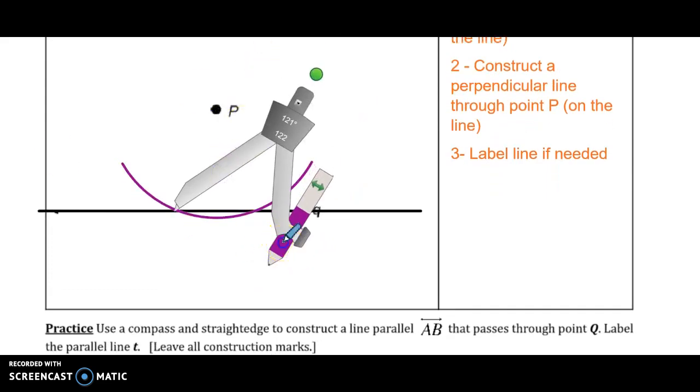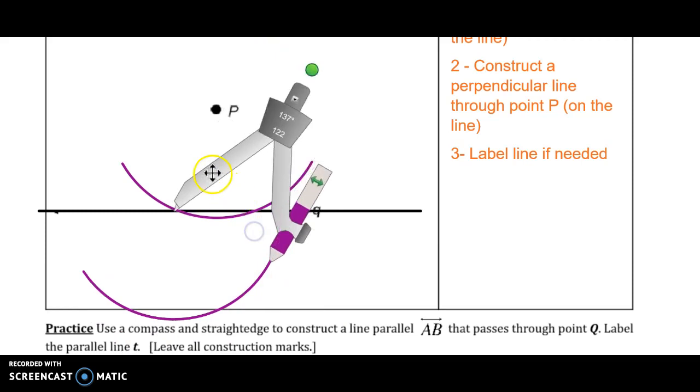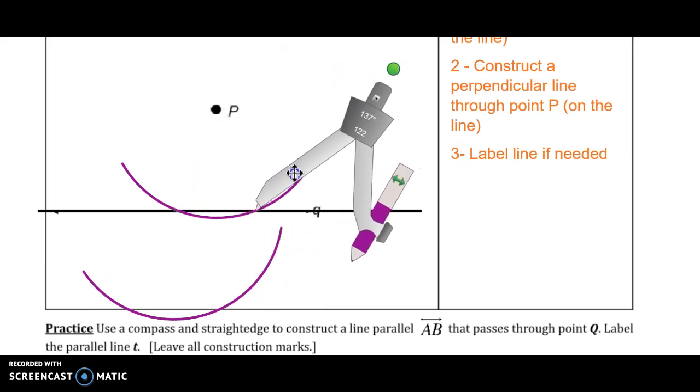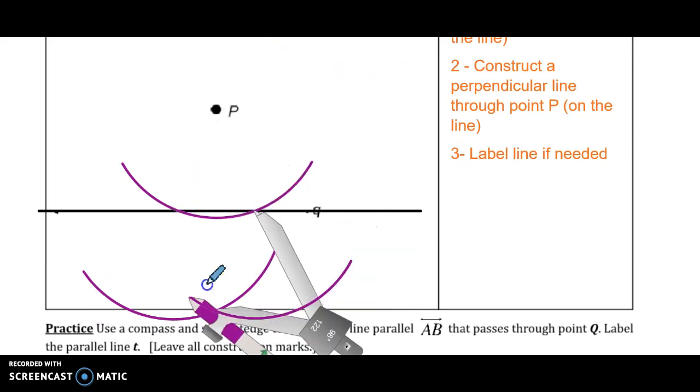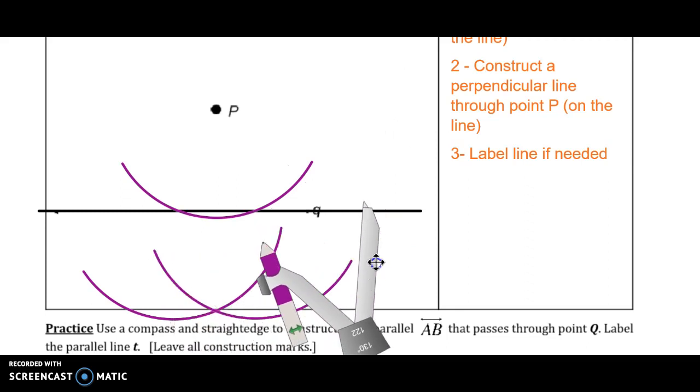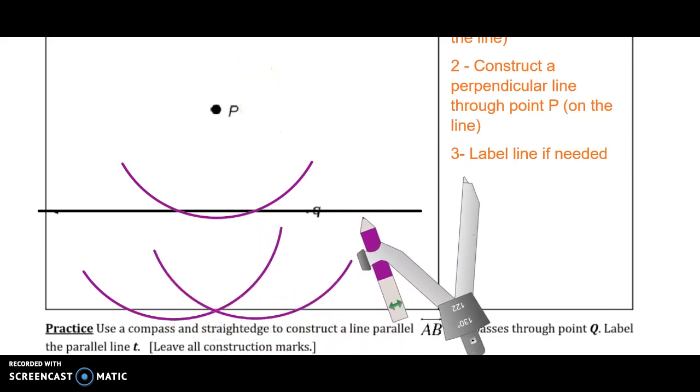I move my compass to one of those points of intersection of the arc and the line Q, and then to the other, and I make an arc at each. Where those two arcs intersect, we can put a point, and through 2 points, we can put a line. Okay, and we know that this is a right angle here.